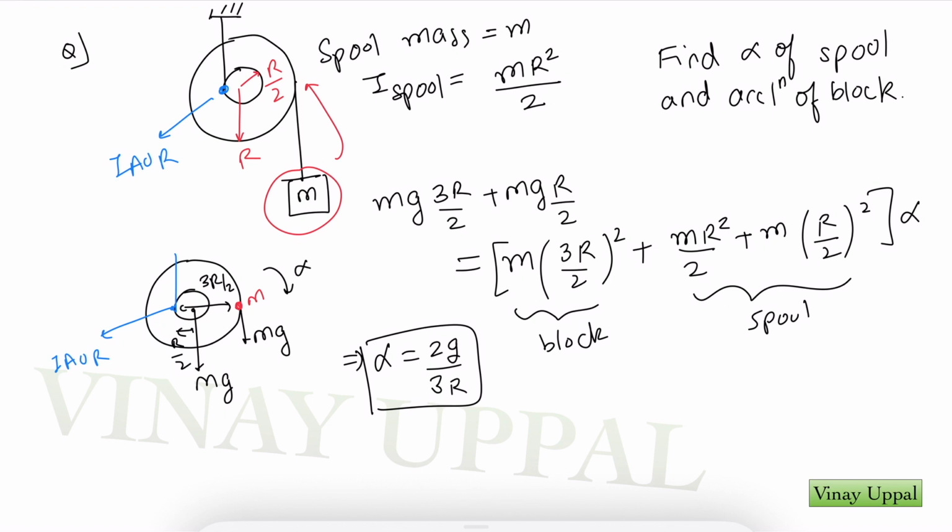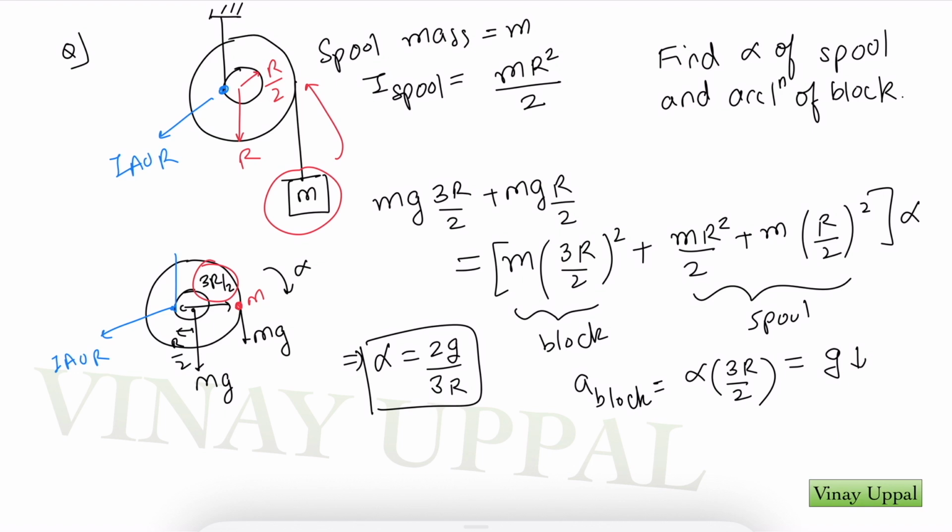The other thing that the question is asking us to find is the acceleration of the block. The block, which is basically the red particle, is at a distance of 3r by 2 from the axis of rotation, and therefore the acceleration of my block is going to be alpha times 3r by 2. So that will be equal to g downwards. And that's it. So you can see how we've used the cute method in order to solve such questions.